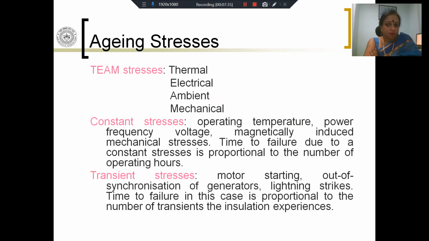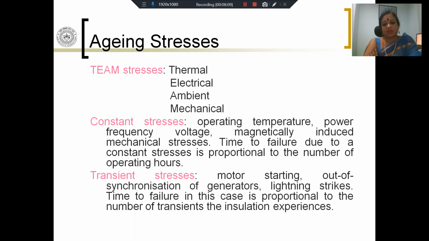Okay, so what are the stresses that we are going to take into consideration? In terms of aging, we talk about TEAM stresses. T for thermal, E for electrical, A for ambient, and M for mechanical. So all these four stresses together, thermal, electrical, ambient, and mechanical, constitute the TEAM stresses, and we often need to perform accelerated aging for more than one stress, sometimes all of them. There are constant stresses as well as transient stresses.